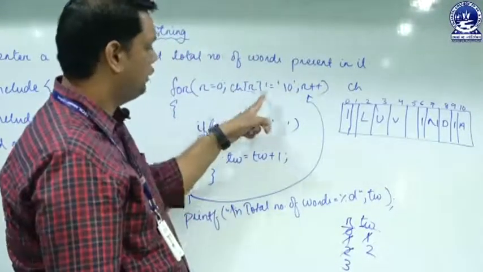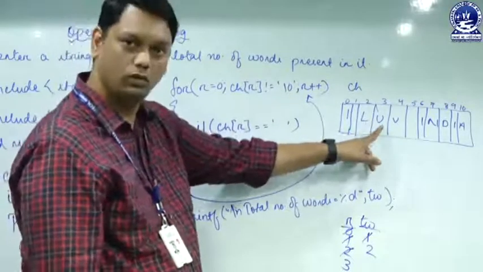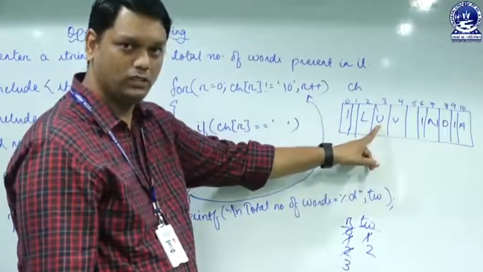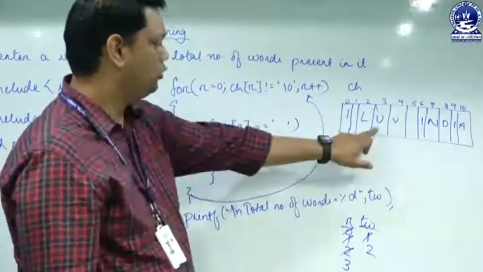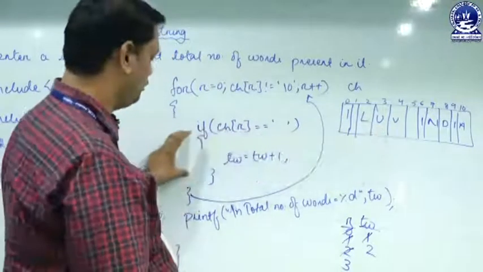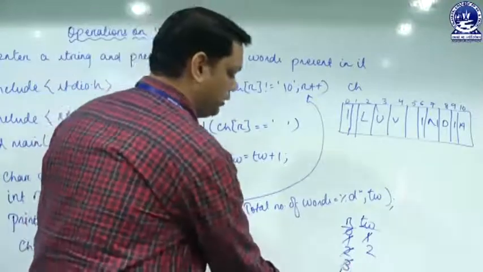So ch of 3 is not equal to \0? No. U is not equal to \0, condition satisfied. It will come over here: U is equal to blank space? No, it will not come over here. R++, r will be incremented to 4.